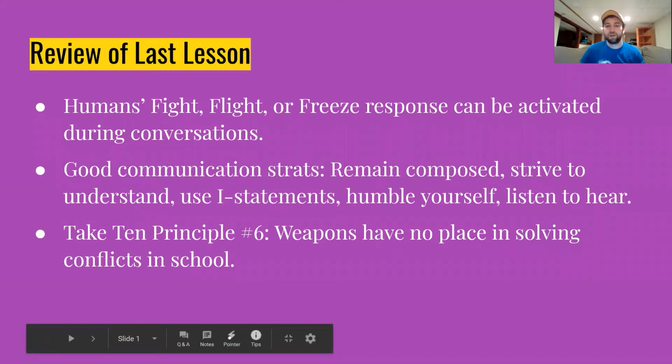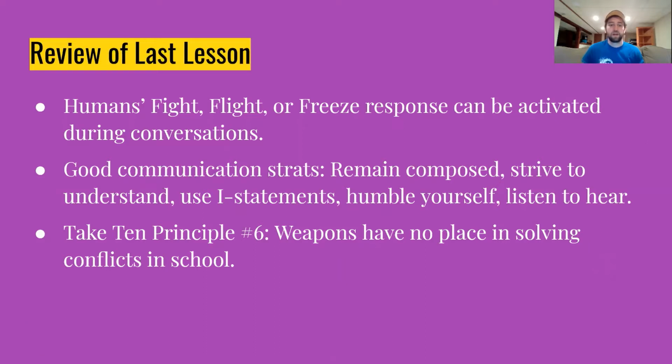So in Chapter 5, we talked about how humans' fight, flight, or freeze response can be activated during conversations, not just during physical confrontations. And then we also learned some good communication strategies like remaining composed, striving to understand, using I statements, humbling yourself, and listening to hear. And these can be used to try to avoid the fight, flight, or freeze response being triggered in a conversation with someone. And then lastly, we learned Take 10 principle number 6, weapons have no place in solving conflicts in school.